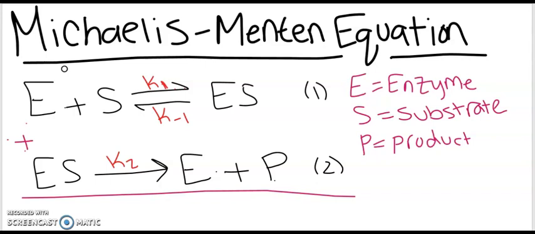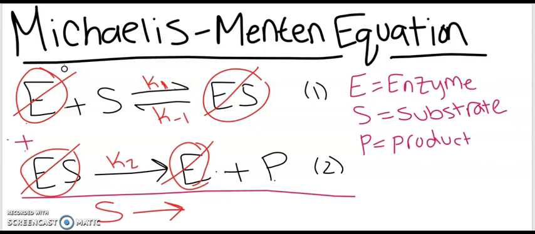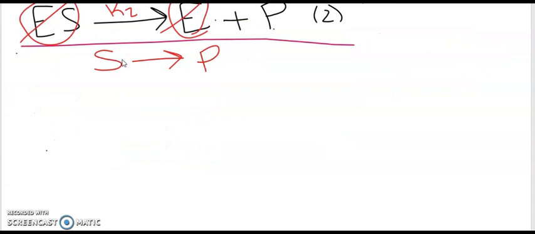And when we do so, we see that ES here and ES here cancel out, and the enzymes also cancel out, leaving us with S forward arrow P. And when we look at these two equations and their rate constants, K1, K minus 1, and K2, reaction K1 creates ES, and K minus 1 consumes ES, as well as K2, which also consumes ES. And all of that equals 0.